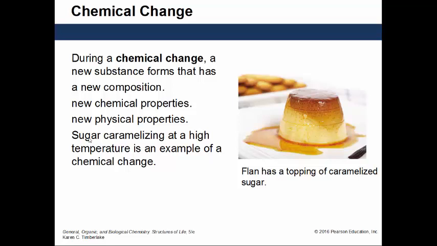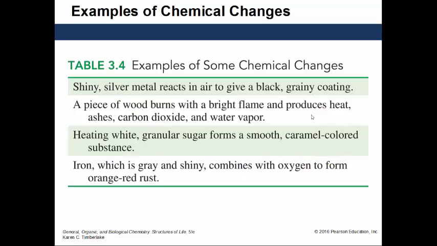So the example here, a amount of sugar being caramelized, you can't unburn something. By caramelizing the sugar, you are giving it new chemical properties, you're giving it new physical properties. You are making something different and new. Some other common examples for chemical changes. A silver metal is shiny. Once it's exposed to air, it will eventually give you a black grainy coating as silver starts to tarnish. And it is chemically something different. And you can't undo that.